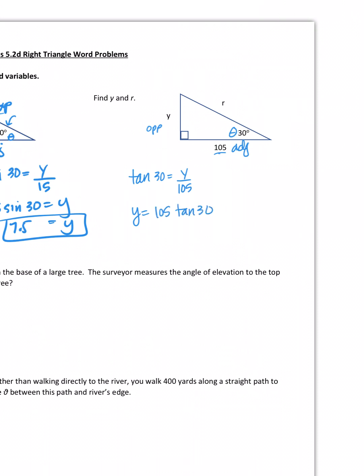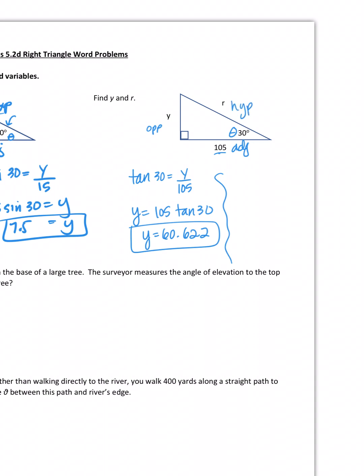Again, we're in degree mode. So if I multiply that out, I get a y value of 60.622. Okay, so there's y. There's that length.